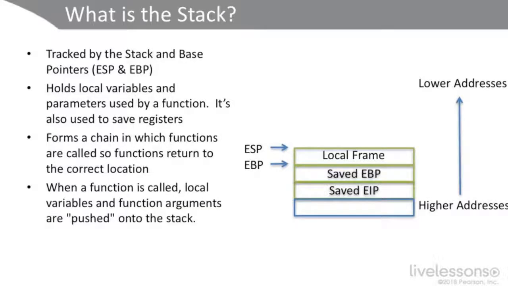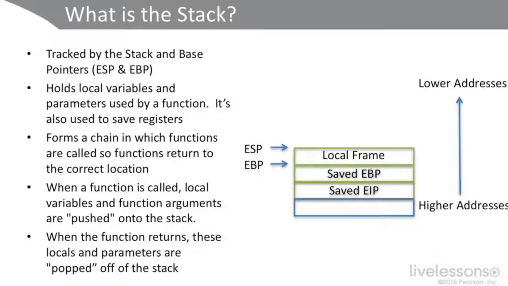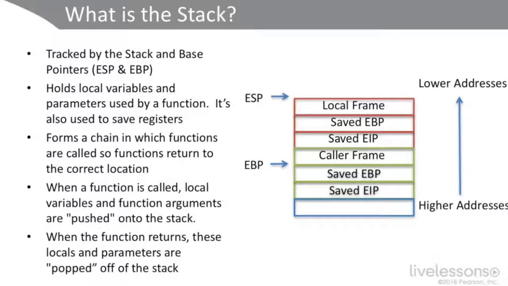So when a function is called, those local values and function arguments are pushed onto the stack, and then when the function returns, those parameters are popped, so to speak, off the stack. Let me show you an example of this. We're calling a function and we're decrementing the stack pointer, and that's our local frame. We have saved the base pointer that we had from before and the instruction pointer so that we can resume from where we left off. Then that base pointer is incremented back up, and that establishes our new stack frame, and it keeps going and so on.